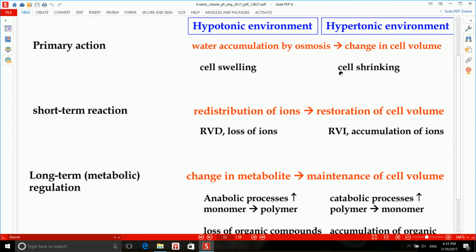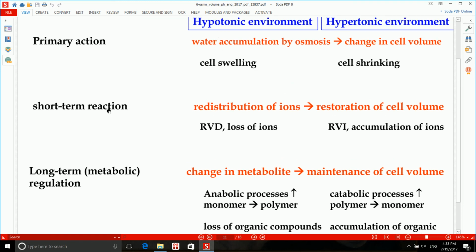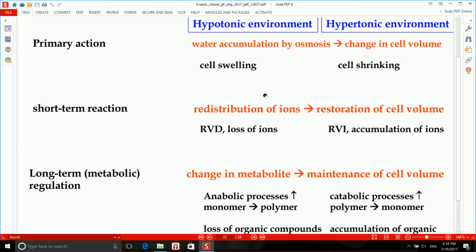Now the cell needs to fight these changes. So in case of a hypotonic environment, the short-term reaction will be RVD, or regulatory volume decrease, which causes the loss of ions. And how does that work? Well, I'm sure that you remember, first by activation of a membrane stretch-gated chloride channel, which leads to the activation of a voltage-gated potassium channel, and potassium and chloride ions will leave the cell, so water will leave the cell. We will have loss of ions, and as a result, loss of water, so the cell will stop swelling. In case of a hypertonic environment, we will have RVI, or regulatory volume increase, which is accumulation of ions via those two antiporters we talked about, the sodium proton antiporter and the bicarbonate chloride antiporter.